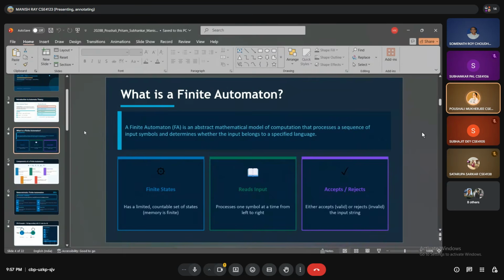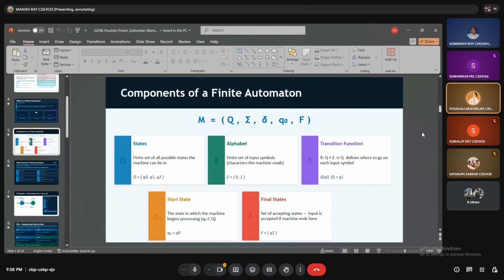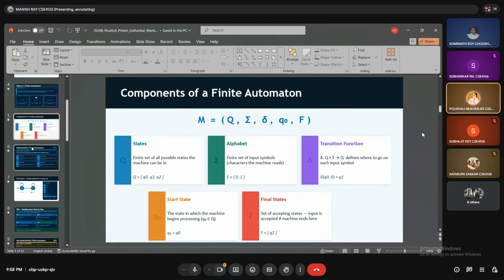Next, we will talk about finite automata. A finite automaton is a mathematical model with limited memory. It works in three steps. First, it has a finite set of states. Second, it reads the input one symbol at a time from left to right. Third, it decides to accept or reject the string. If the machine ends in a final state after reading the whole string, the input is valid.